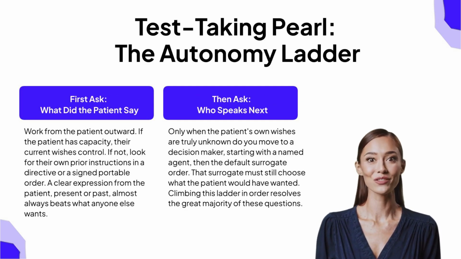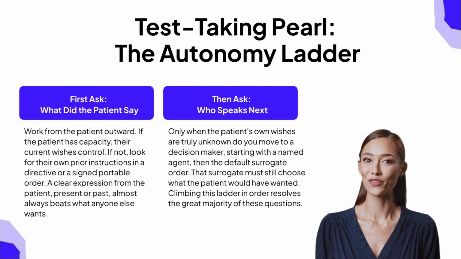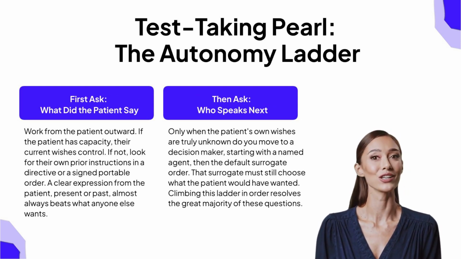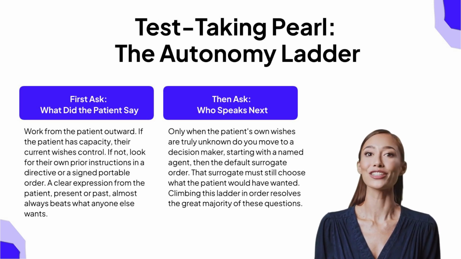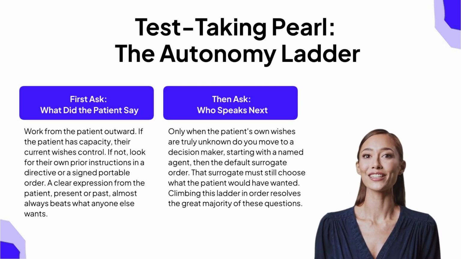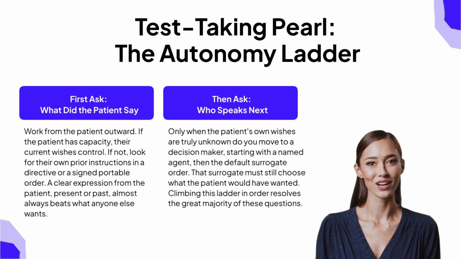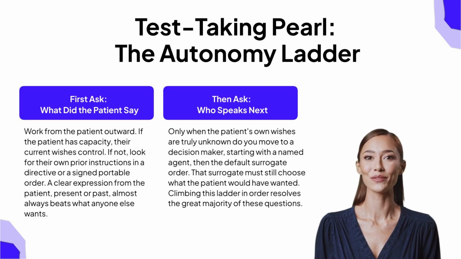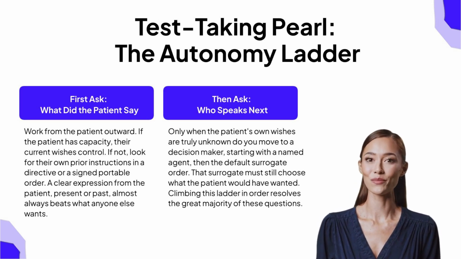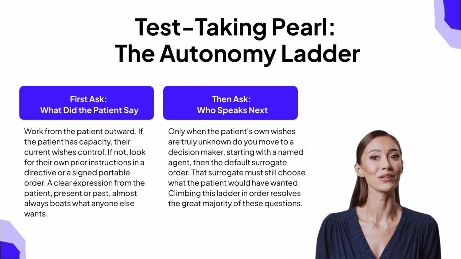Here is a pearl that ties all of these questions together, and it is the autonomy ladder. Always work from the patient outward. Your first question on any goals of care item is, what did the patient say or want? If the patient has capacity right now, their current wishes control everything. If the patient cannot decide right now, look for their own prior instructions, whether in an advance directive or a signed portable order, because a clear expression from the patient, present or past, almost always outranks what family or the team prefers.